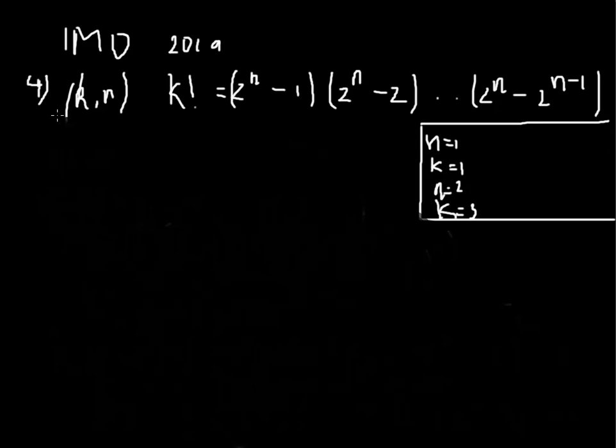So the answer for this one, in terms of k comma n, is 1 comma 1, then 3 comma 2. Alright, so this is our answer, and there are only two pairs of them.